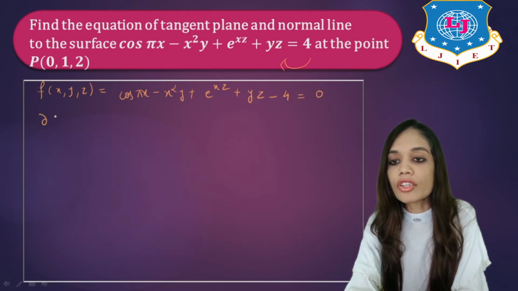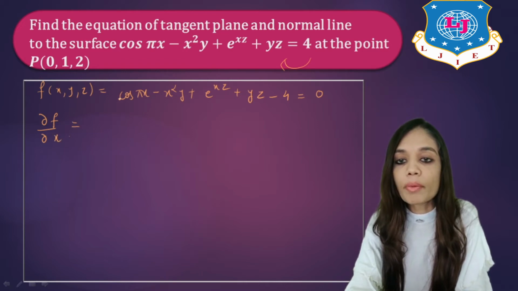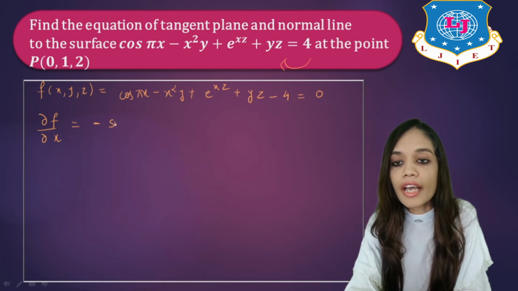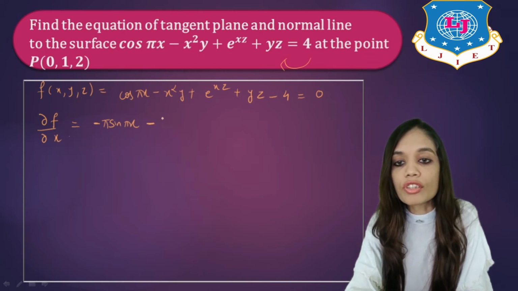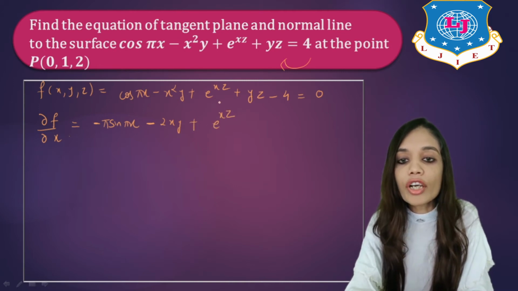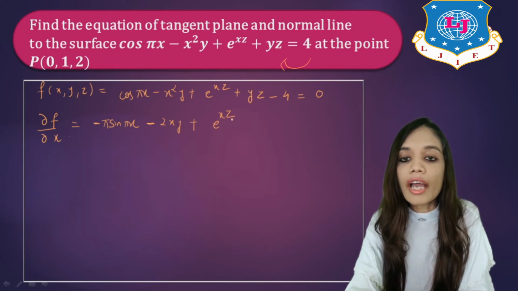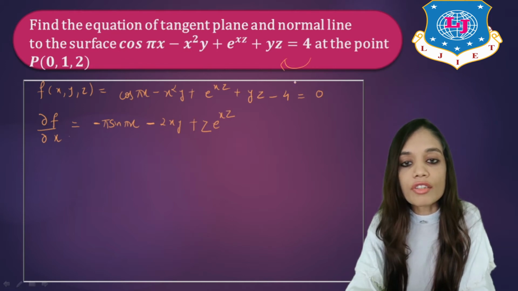Now let us find the partial derivative of f with respect to x. So start finding the partial derivative keeping y and z constant. You have to keep y and z constant. So the answer will be minus sine pi x, and using the chain rule what will come? Pi. Minus, now do the derivative with respect to x, so this will be minus 2xy plus e raised to xz. Now we are doing the derivative with respect to x, so what will come? z, and this will be constant, so it will be equal to 0, and this is also constant, so the derivative will be equal to 0.